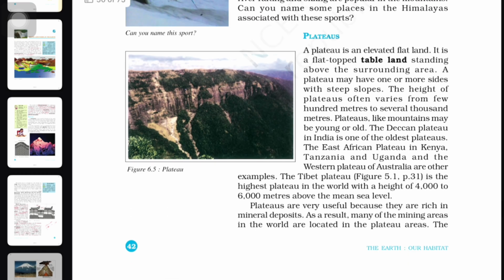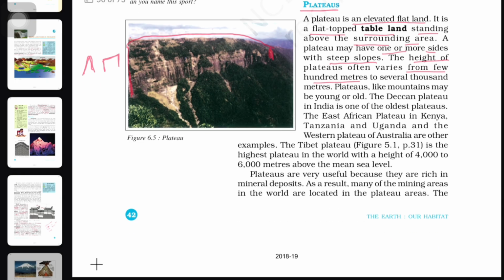Okay, the second term is plateau. So plateau is basically an elevated flat land. It is a flat top tableland standing above the surrounding area. So as compared to mountain, the plateaus are flatter. Okay, you see that mountains are in this shape, but plateaus are always in this shape. Okay, you can see this image, like the elevation you can see here and here, and they are basically flat and tabletop like structure. Okay, plateaus may have one or more sides with steep slopes, and the height of plateaus often varies from a few hundred meters to several thousand meters.